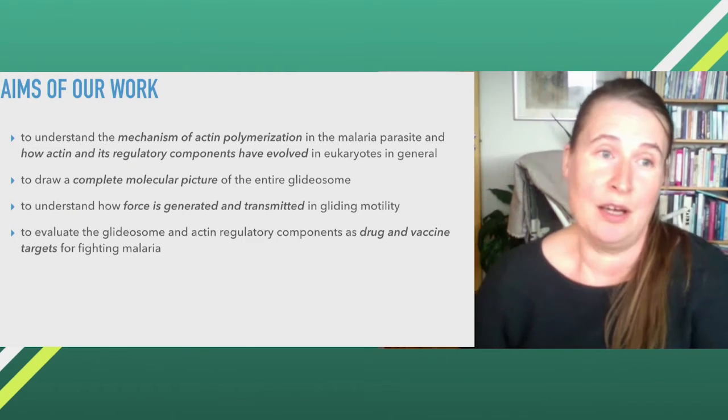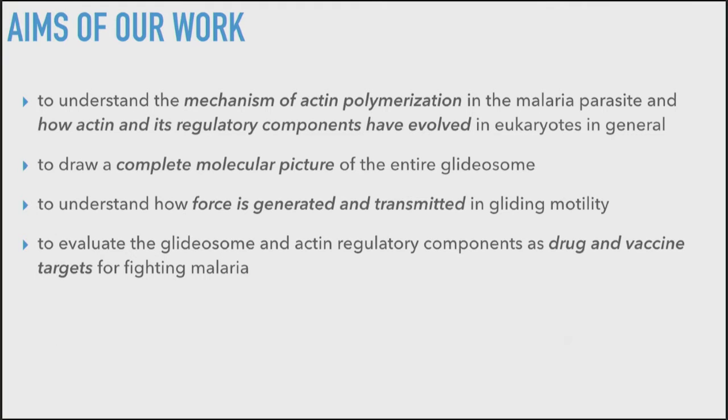So the aims of our work in my lab are to understand the mechanism of actin polymerization, how actin forms these filaments, the tracks, and how actin and its regulatory components have evolved in the malaria parasite and also in eukaryotes in general, because they are so far apart from us, for example, in the evolutionary tree, like I showed. We also want to draw a complete molecular picture of the entire glideosome, so the whole protein complex which is responsible for this movement, and to understand how force is generated by the myosin and the whole machinery and transmitted into this smooth gliding that you saw in the previous slide.